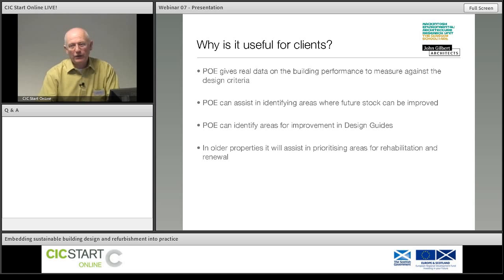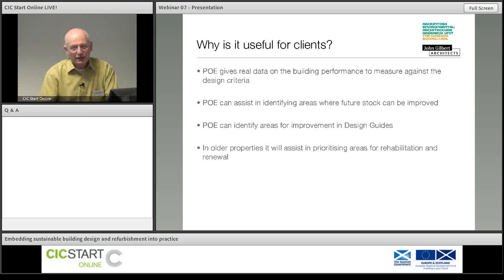Everything has a SAP rating, but we want to know exactly how many kilowatt hours per square meter it is actually taking. And this is important if we're going to reach not just the 2010, but the 2013 standards, the whole Sullivan report and how we're moving to zero carbon. POE can assist in identifying areas where future stock can be improved. So it's not just new housing as well. It can identify areas for improvement in design guides.